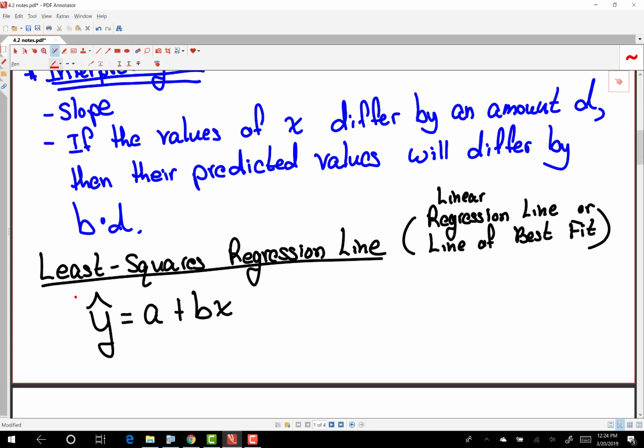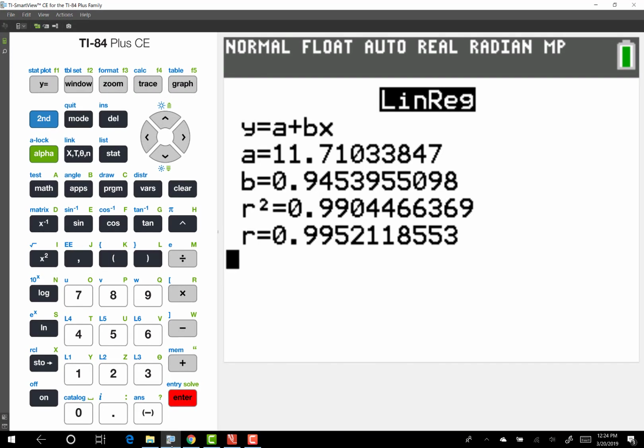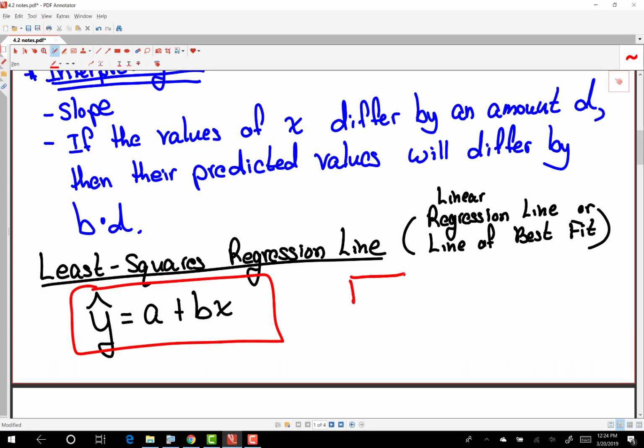And if you recall, when we were calculating the value of r, part of that output, let me just switch to my calculator real quick. Part of that output, here's an r that we found earlier, includes a and b. And so you're going to find a and b the same way we found r. And that's just by going to stat, over to calc, and selecting number 8. Just like we were doing before.